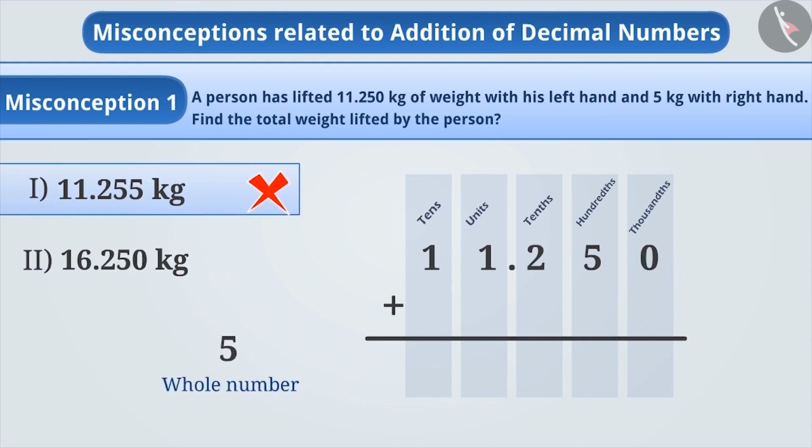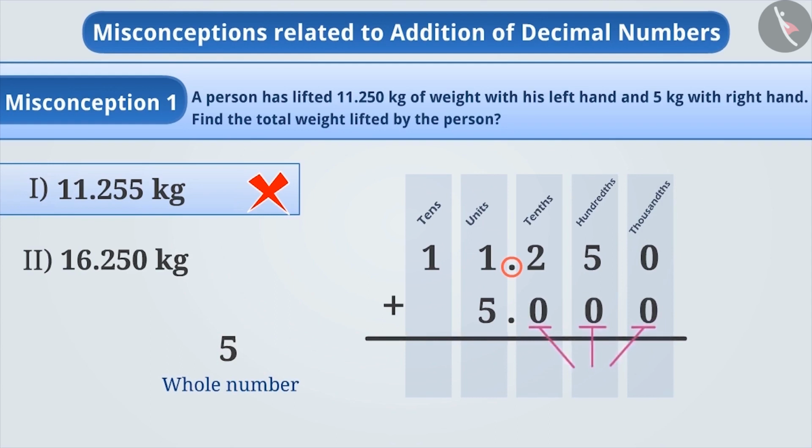The actual concept that needs to be learnt is that since 5 is a whole number, it has to be written to the left side of the decimal point. Since this number has only one digit, we will write 5 in the units place. Then, we will place a decimal point on the right side of 5 so that we can separate the tenths place. Then, we write 0 in the tenths place, hundredths place, and thousandths place.